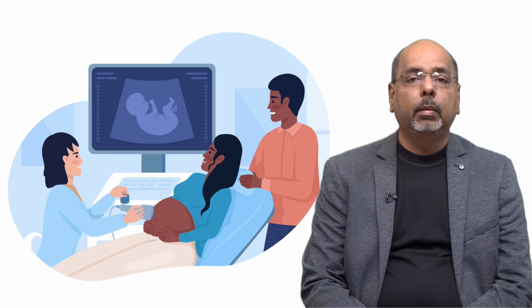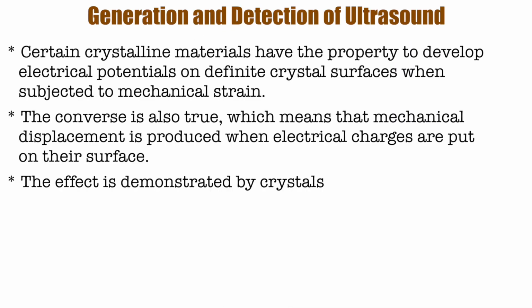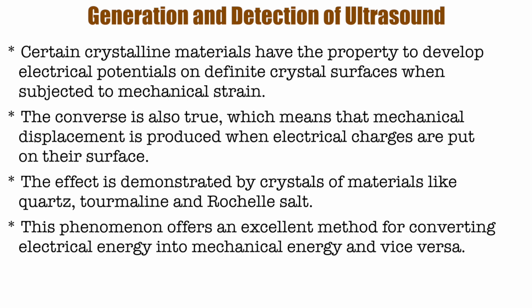Now I will talk about generation and detection of ultrasound. The physical mechanism normally used to generate and detect ultrasonic waves is the piezoelectric effect exhibited by certain crystalline materials. These materials have the property to develop electrical potentials on definite crystal surfaces when subjected to mechanical strain. The converse is also true, which means that mechanical displacement is produced when electrical charges are put on their surface.